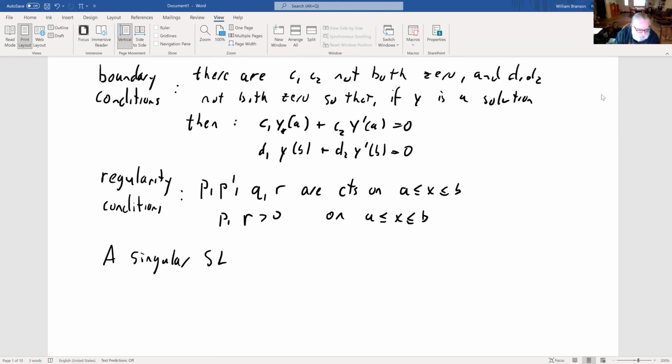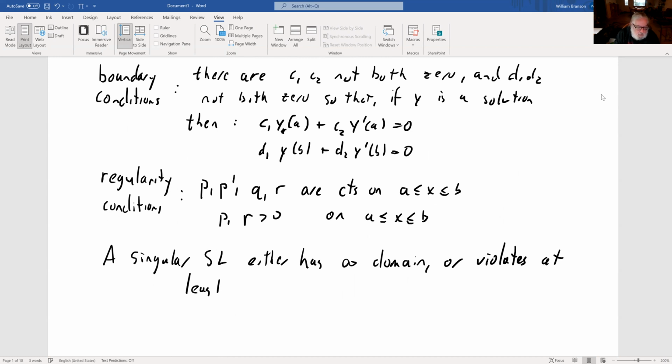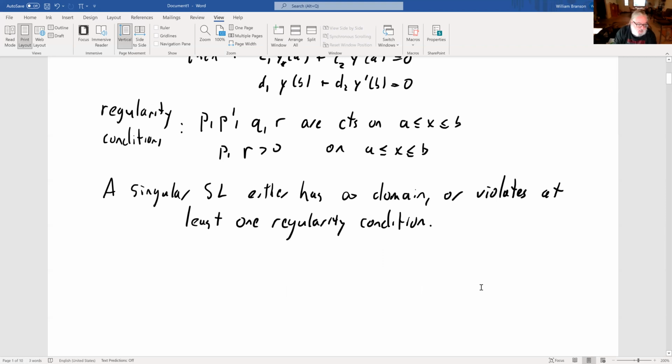A singular Sturm-Liouville equation either has infinite domain, and Schrodinger's equation from quantum mechanics has that, or violates at least one regularity condition. Usually that means that one of the functions p', q, or r is not continuous at the endpoints, or that either p or r is 0 at the endpoints. Problems at the endpoints a or b are dealt with by dealing with limits, so you can handle singular Sturm-Liouville equations.